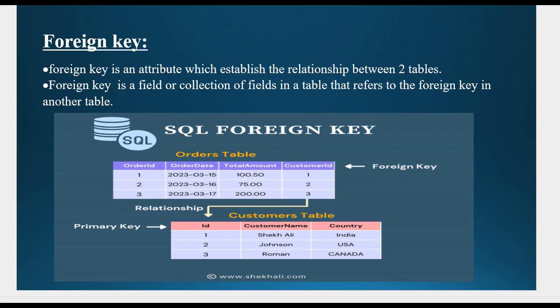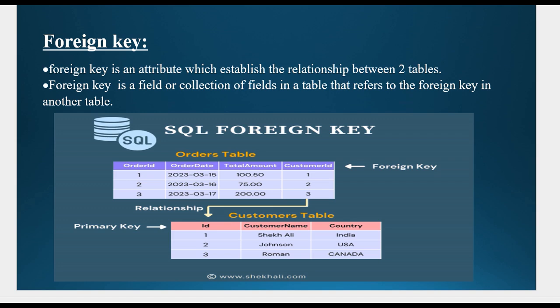Hello everyone. In this session I am going to explain about the foreign key in MySQL. A foreign key is an attribute which establishes the relationship between two tables. A foreign key is a field or collection of fields in a table that refers to the key in another table. When we create foreign keys, we are creating a relationship between two tables so that the data stays consistent.